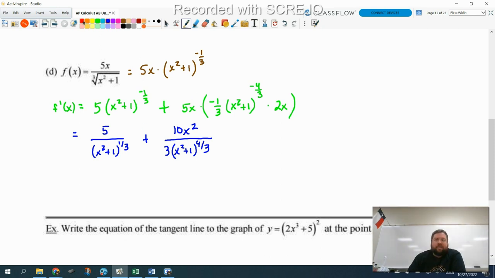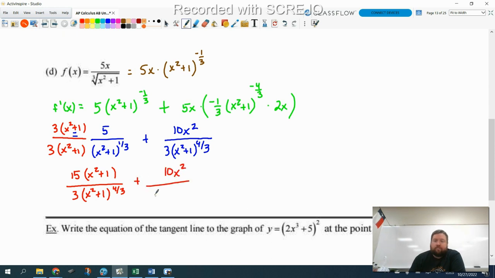All right, I'll need to get a common denominator so I can combine these together. So this one will need to multiply by 3 to match that 3, and then it also needs to multiply by x squared plus 1. Okay, that's to the first power because I want to add the exponents together, and 1 plus 1/3 is equal to 4/3. So I'm going to multiply the numerator by the same thing, 3 times x squared plus 1. All right, so I end up with 3 times 5 is 15 times x squared plus 1 divided by 3 times x squared plus 1 to the 4/3. And then this one I didn't do anything to.